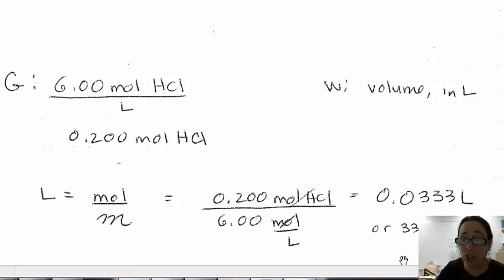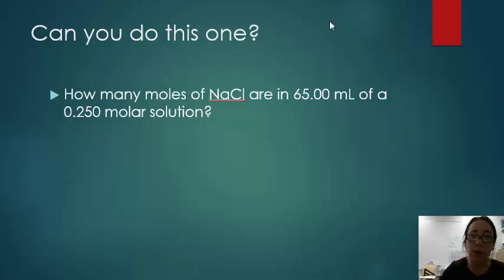Now, just for fun, I changed it to milliliters here, but the question did not require that. I just did it because I like to do that kind of thing. All right, let's look at another problem.